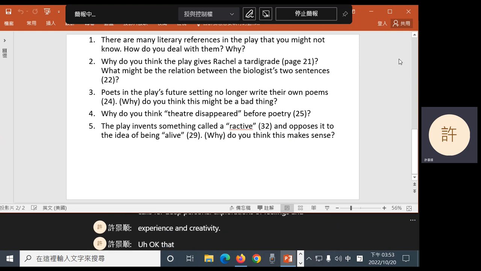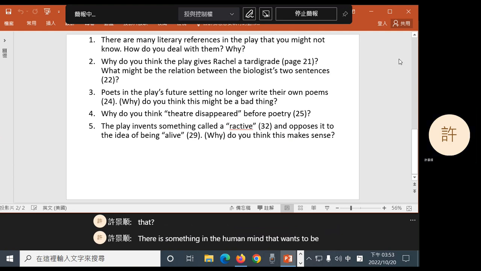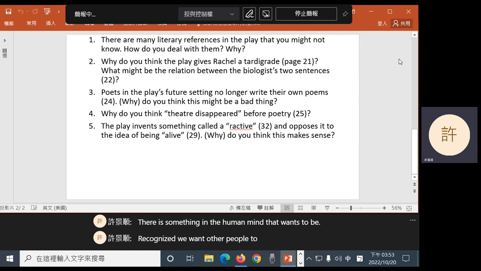Okay, that does make sense. I think another idea here is that there is something in the human mind that wants to be recognized. We want other people to see who we really are. We don't want everyone just to see us as a student or a son or daughter or a customer, but we want someone to really know us for being ourselves.